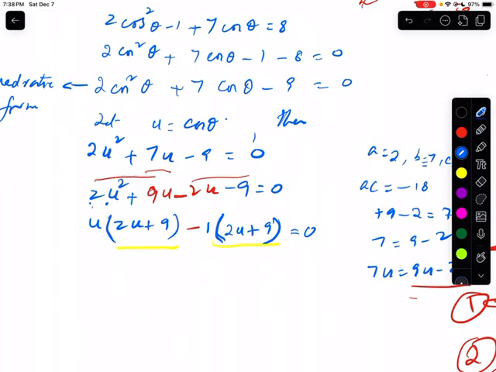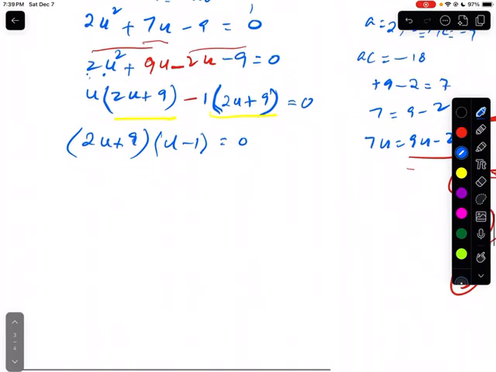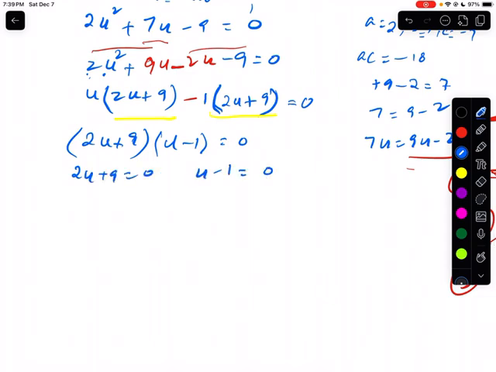Okay, so what do we do next? We can now factor out 2u plus 9, and then we have u minus 1 equal to 0. So which means 2u plus 9 is equal to 0 or u minus 1 is equal to 0. The first one gives me u equals negative 9 over 2, and the second gives me u is equal to 1. Now we can go back and replace the u by what it was, which means cosine of theta equals negative 9 over 2, and cosine of theta equals 1.